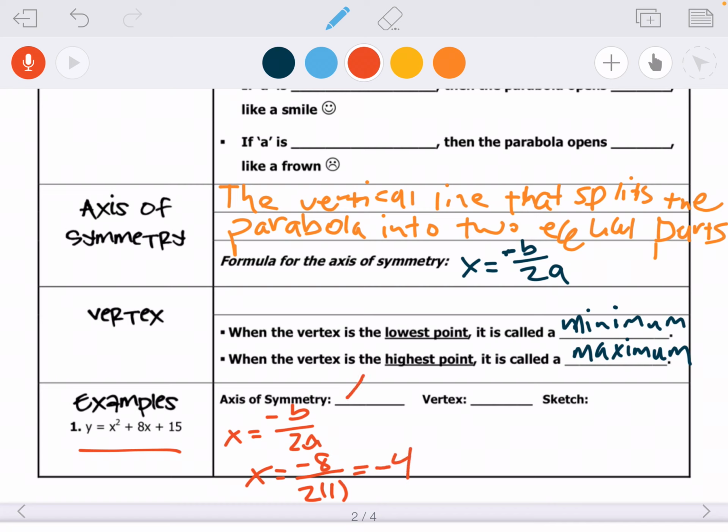So for my axis of symmetry, we have x equals -4. What that means is it's going to be a line going through -4 on the x-axis. It's going to be going through the vertex. So that gives us the x value of our vertex. We need to figure out our y value. So we're going to take our quadratic, y equals x squared plus 8x plus 15. We just figured out that x was equal to -4, so we're going to plug that -4 into the x's in our quadratic.